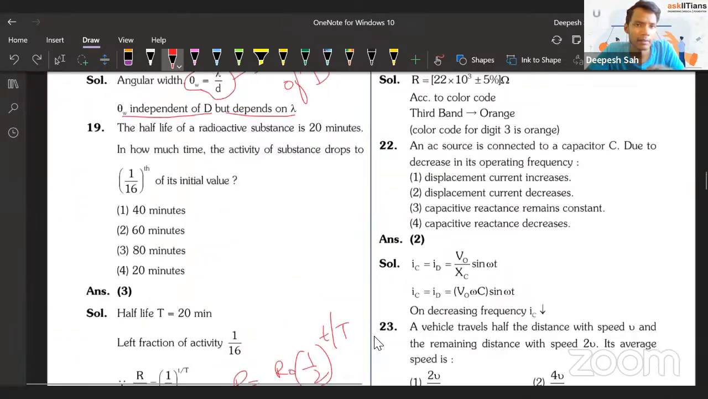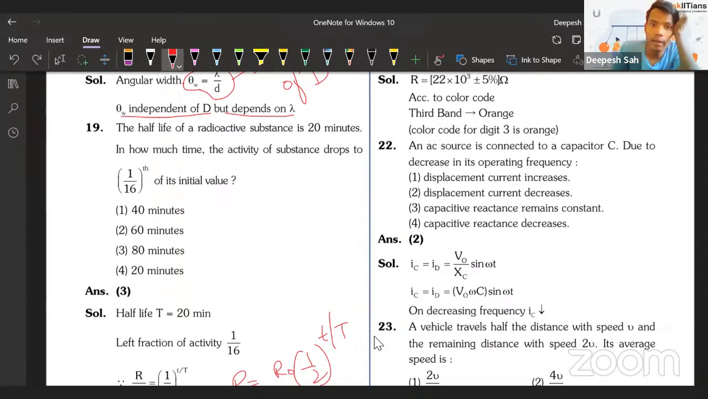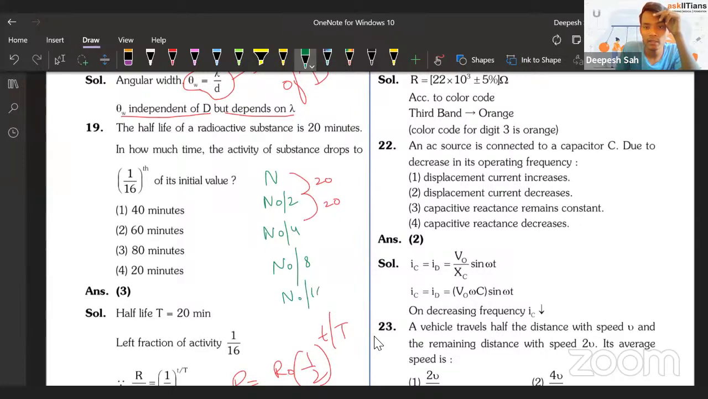Although we can also do it like this, because it's saying 1/16th of this value. So let's say initially we had N naught number of atoms. After one half-life, we will be left with N naught by 2. After the second half-life, we will be left with N naught by 4. Then N naught by 8, and then N naught by 16. From each step to the next, how much time is it taking? 20 minutes.